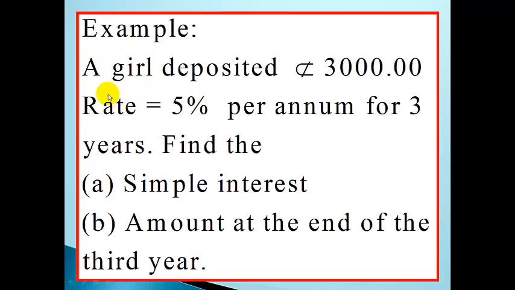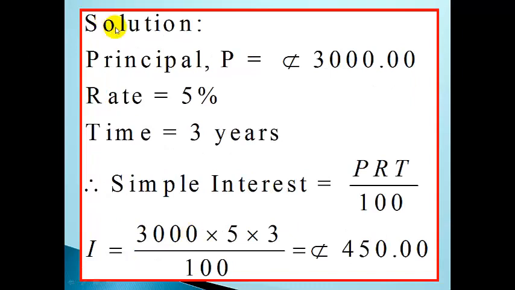Now, the question says a girl deposited 3,000 cedis at the rate of 5% per annum for 3 years. That means that the rate is 5%, the principal is 3,000, and the number of years is 3. So you are supposed to find the simple interest and the amount at the end of the 3rd year. Now let's look at the solution.